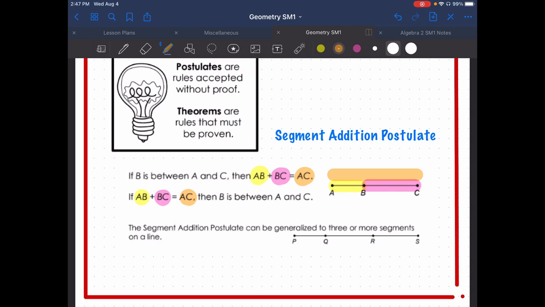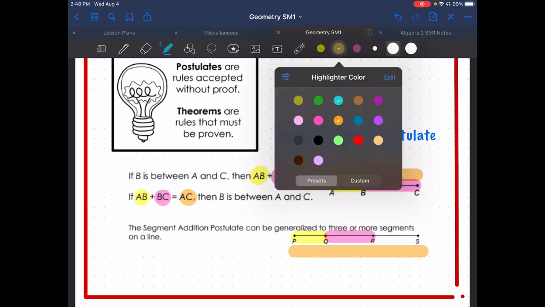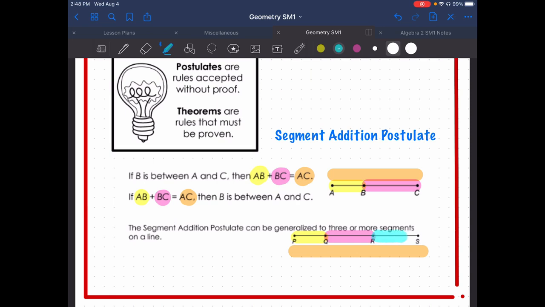The segment addition postulate can be generalized into 3 or more segments on a line. Take a look at this one. We do have the whole one right here, and we can go ahead and say that PQ plus QR, plus RS is going to give us this. So we could go ahead and add more segments.